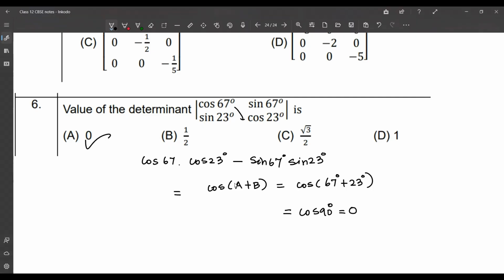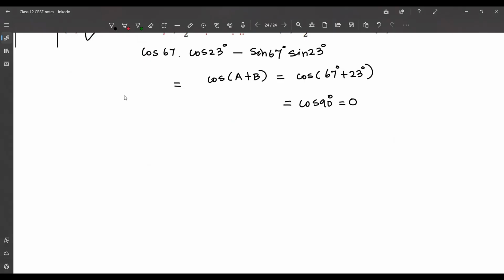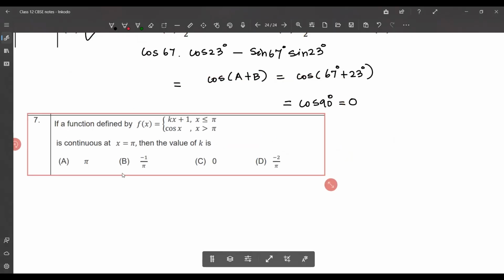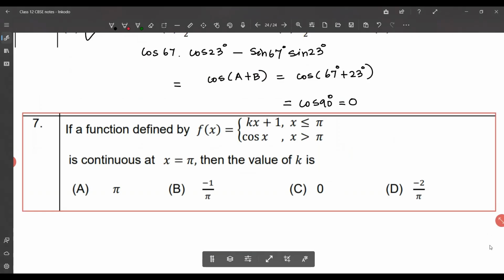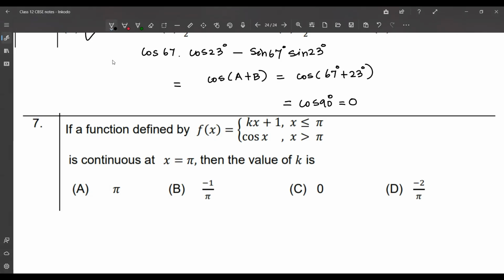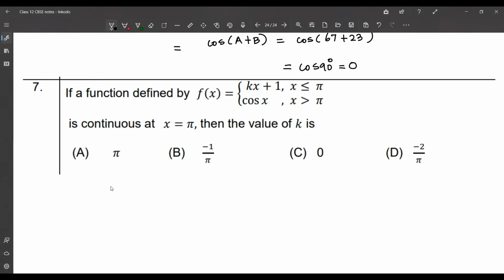Look at the next question. It's a one mark question from the chapter Continuity and Differentiability. If a function is defined by f of x is equal to so and so, and is continuous at x equal to pi. Because it's a one mark question, I'm cutting short the steps. So at x equal to pi, LHL is equal to RHL. So k into pi plus 1 is equal to cos of pi.